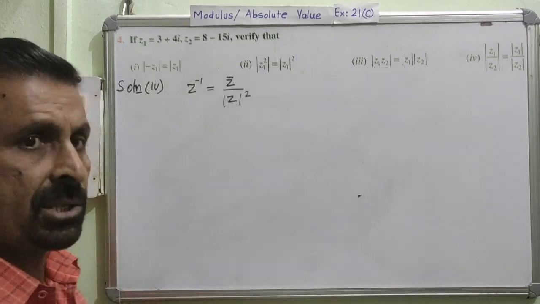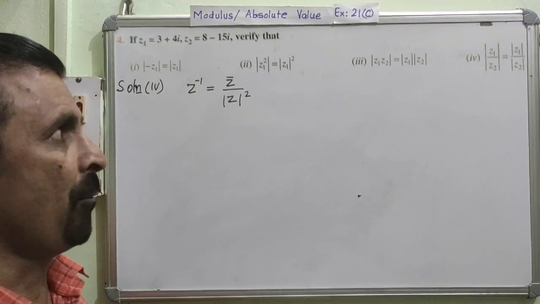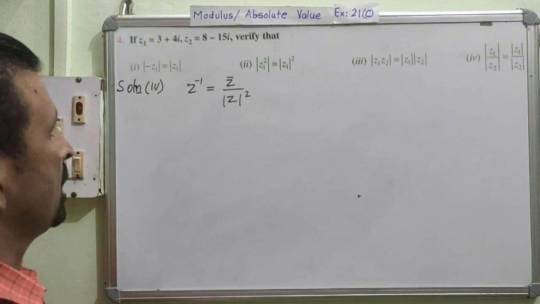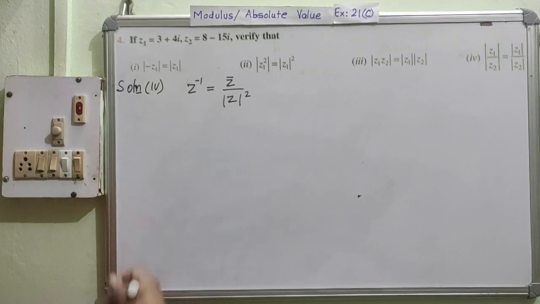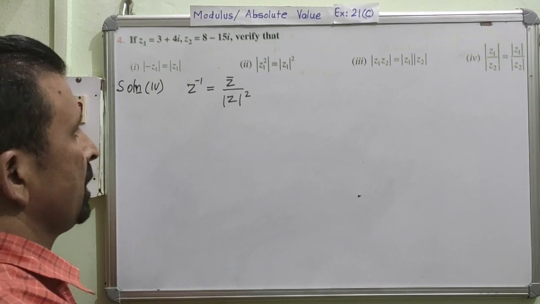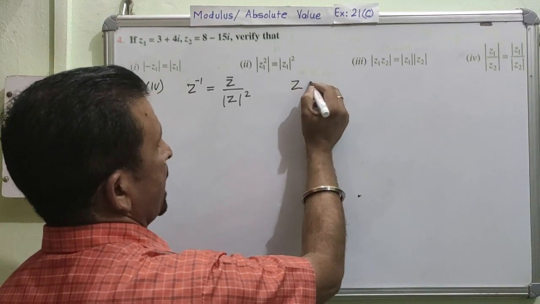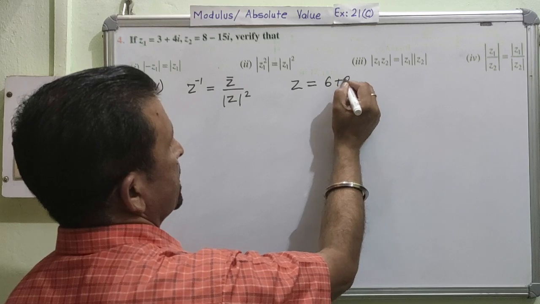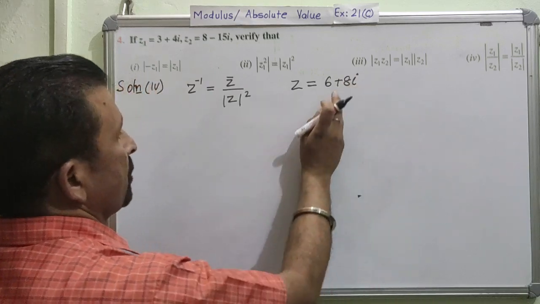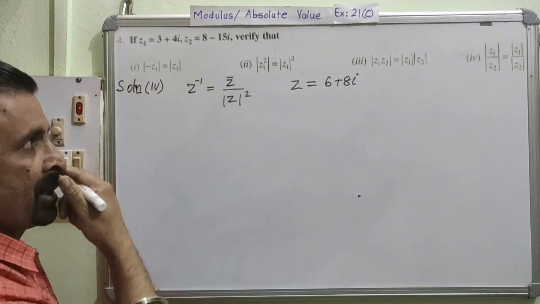Hope it is clear. Let's take one more part, that is Roman number 4 of question number 3. It says prove that this statement is true, right? So we know that the value of z, once again, is equal to 6 plus 8i. This is the complex number we have. With this we have to solve this statement, right?